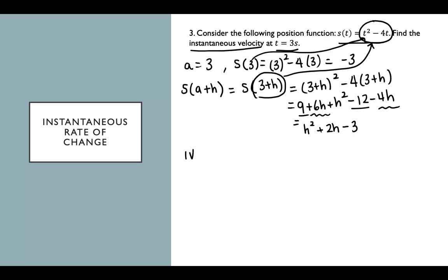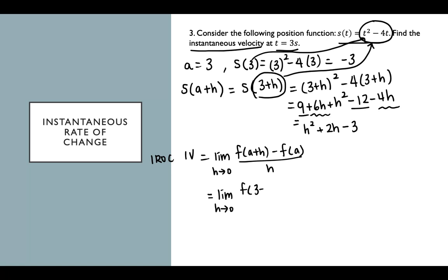So instantaneous velocity, or you could write it as IROC, it's exactly the same thing, is the limit as h approaches 0 of f at a plus h minus f at a, over h. So we're going to plug in a, which is 3 plus h, minus f at 3, over h. Now, my apologies.